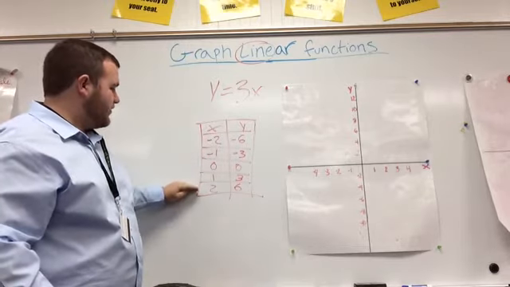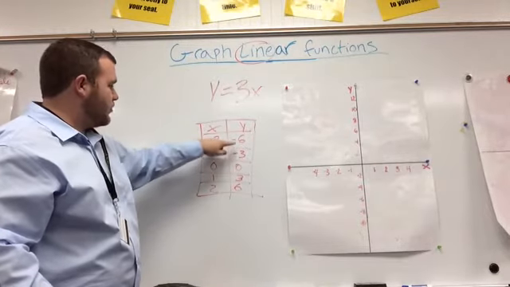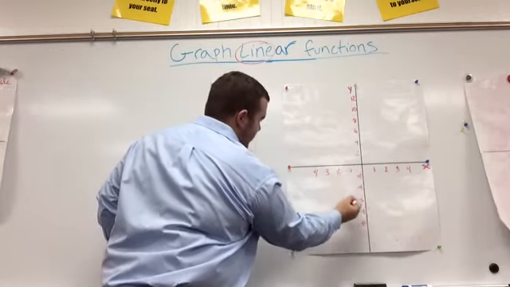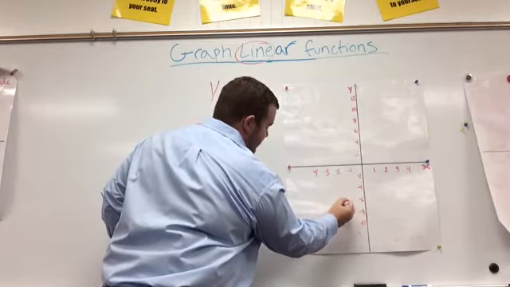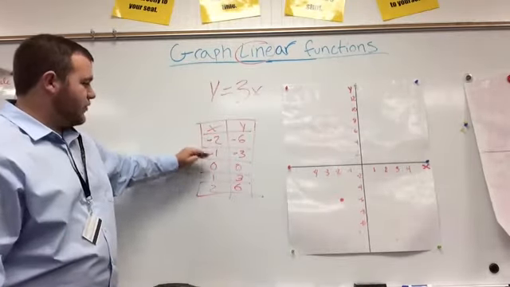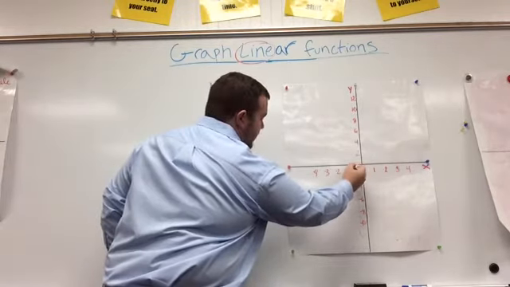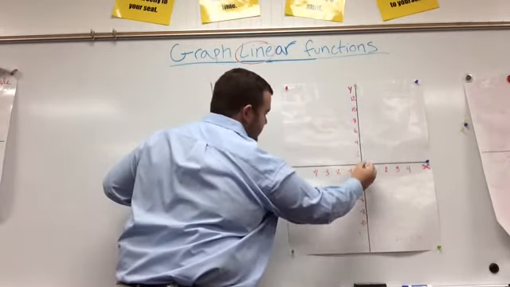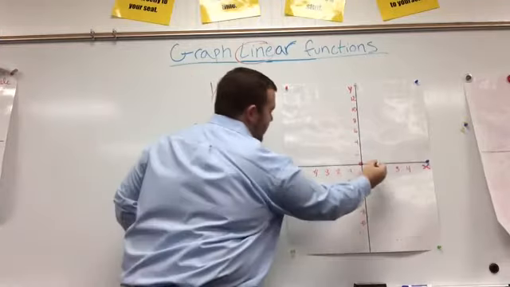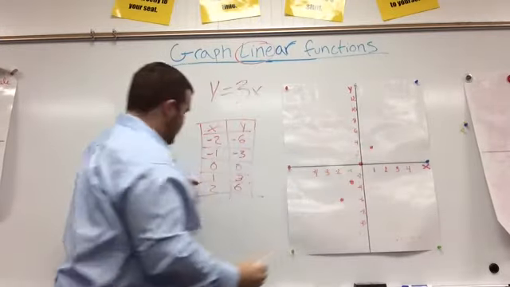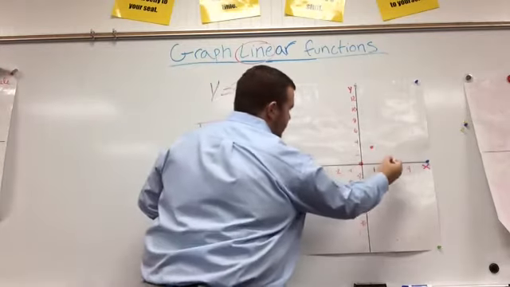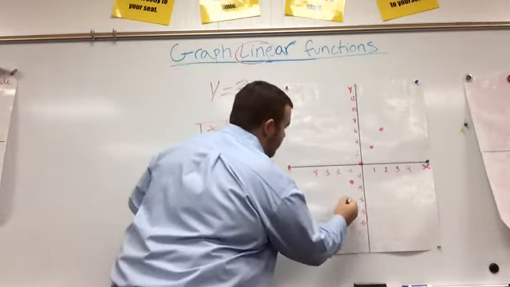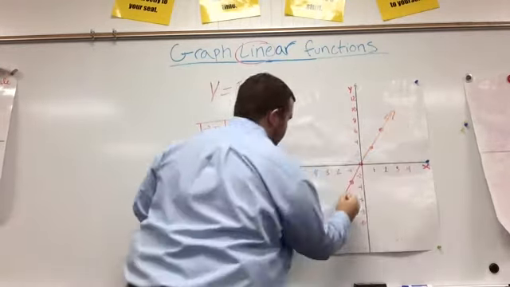And so now let's graph these 5 points. So x is -2 and y is -6. So we'll start here, -2, and then down to -6. When our x is -1, our y is -3. So we'll go -1, -3. And then we have 0, 0, 1, 3. So we'll go right 1, up 3. And then 2, 6. So we'll go right 2 and up 6. And you'll see if we connect our points, it forms a straight line.